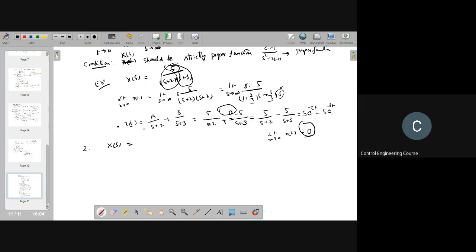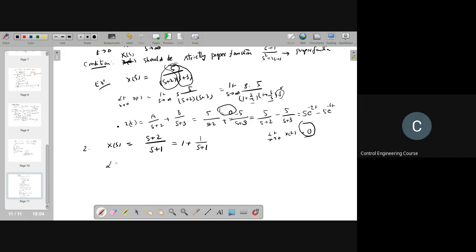I will give you one example here. Here I am choosing the function s plus 2 by s plus 1. Is it a proper function? This is not a proper function because the highest power of the numerator is equal to the highest power of the denominator. So this is not a proper function. We can write this as 1 plus 1 by s plus 1. Am I right? So what will happen if you apply the initial value theorem here?